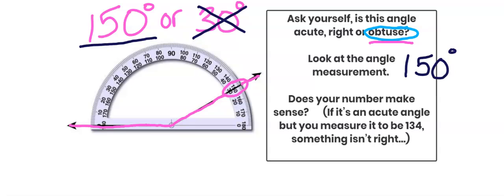And our last step says, does your number make sense? So we determined that this is an obtuse angle, and it was 150 degrees. And 150 degrees is an obtuse angle, so we know that we must be correct.